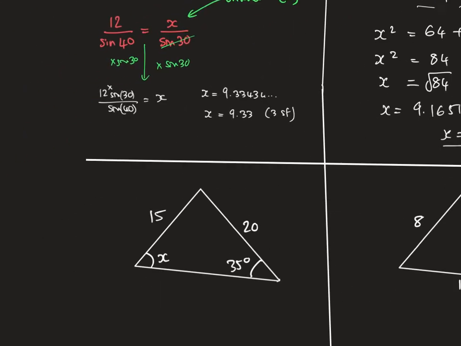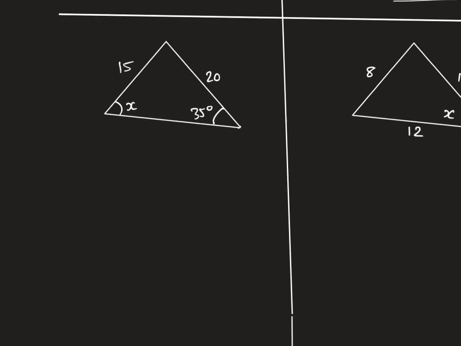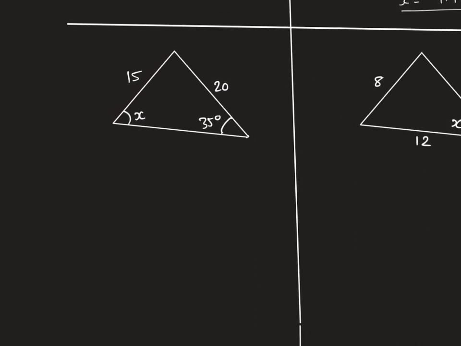But let's go through another example. This is another example of the sine rule, except in this one, instead of working out a side, we're going to be working out an angle. So have a look at this. We can see that there are opposites here.